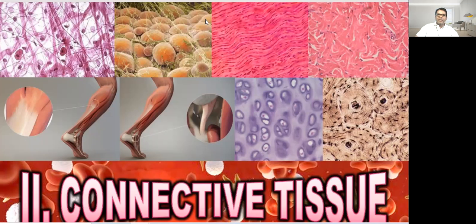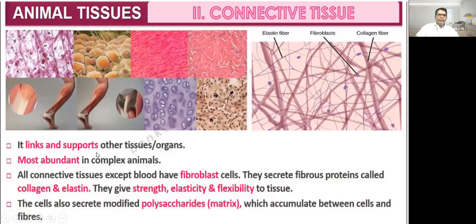So we'll be discussing this tissue that is called connective tissue. First was epithelial tissues. Now the second one is what? Connective tissues. So what is connective tissue? Connective tissue links and supports other tissues and organs. This is the main function of the connective tissues, and they are most abundant in complex animals.